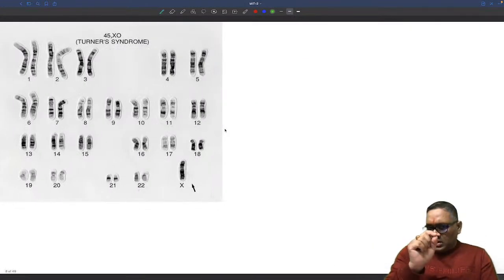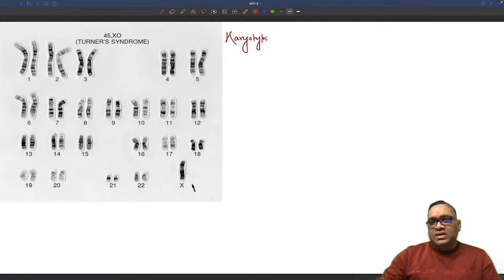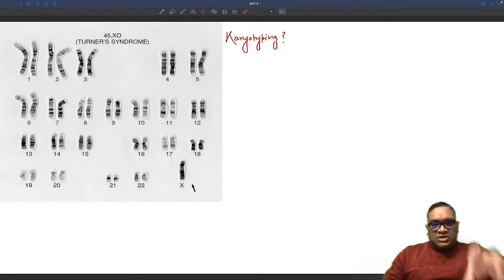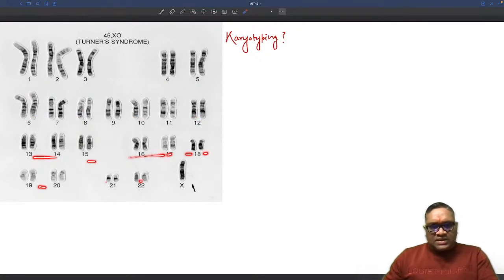Now, whenever the examiner asks you about karyotyping, please remember this, because during the exam many students get puzzled by karyotyping questions. So whenever a karyotyping question is asked, make a rule. Don't jump to chromosome number 21. Don't do that. Start from chromosome number 1, 2, 3, 4, 5, 6, 7, 8, and scan quickly. Where is the defect? No defect.